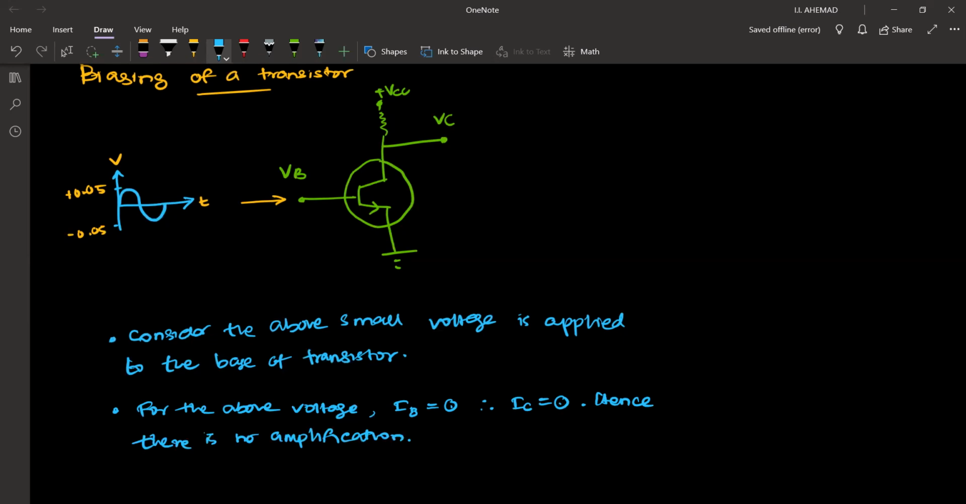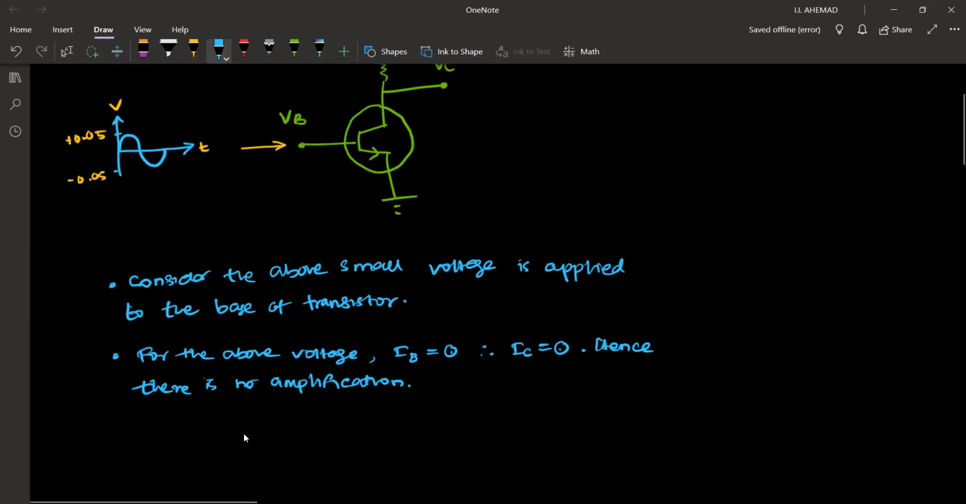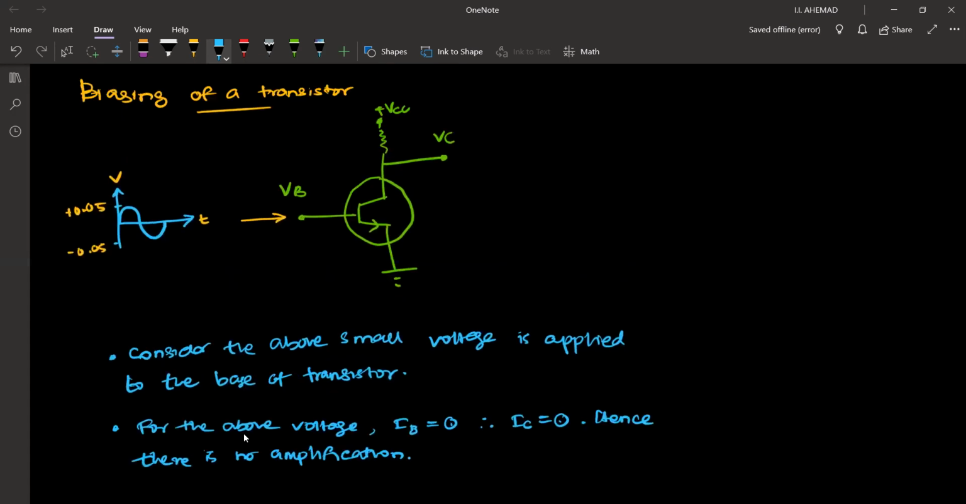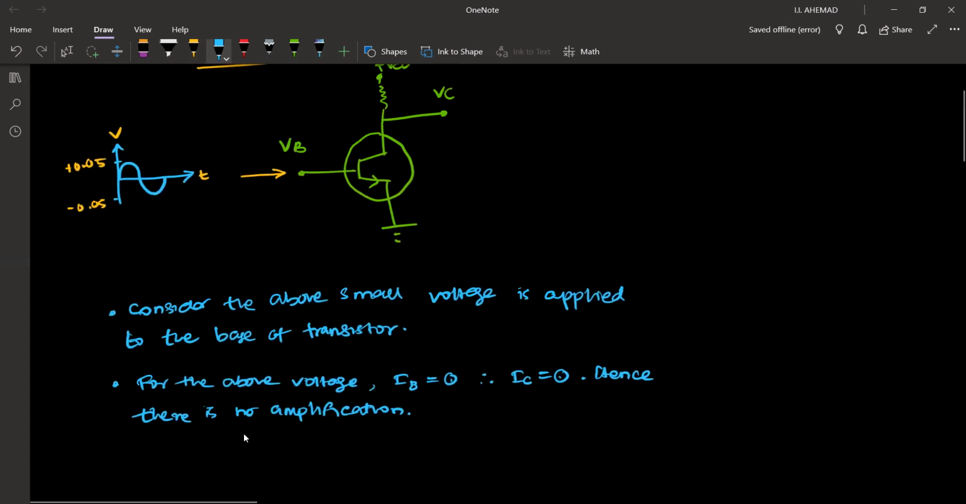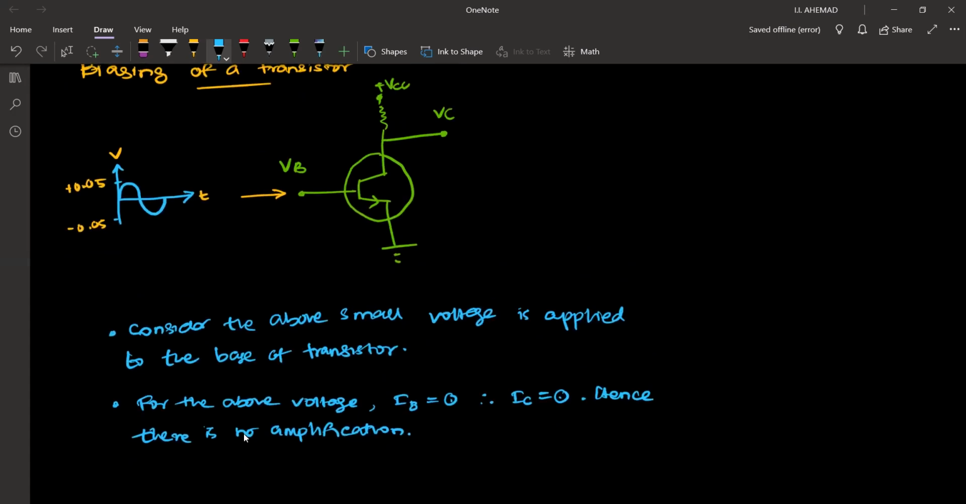Okay, do you get the idea? Because IB is equal to 0, IC is equal to 0. Although we apply a signal, we won't get that signal over here. Instead, we would only have a flat line, although here we have a varying signal. Therefore, we are not able to amplify this signal.